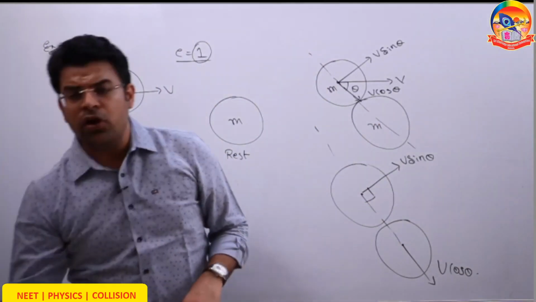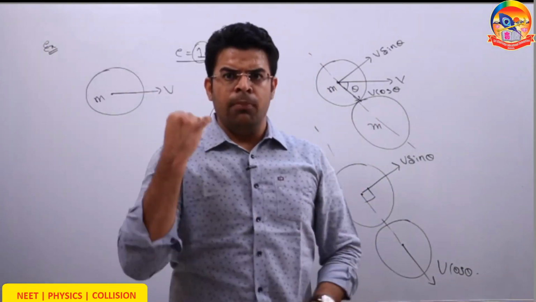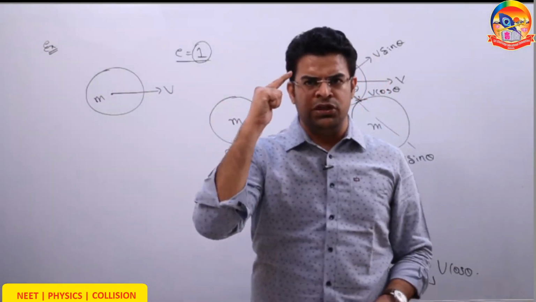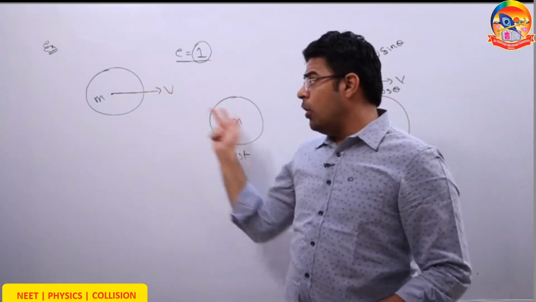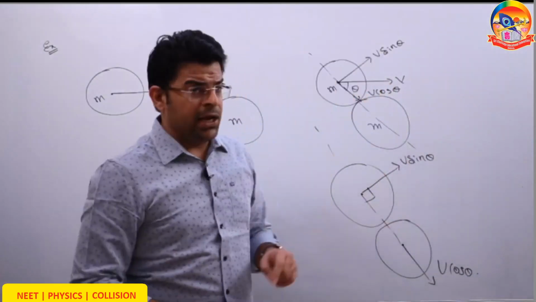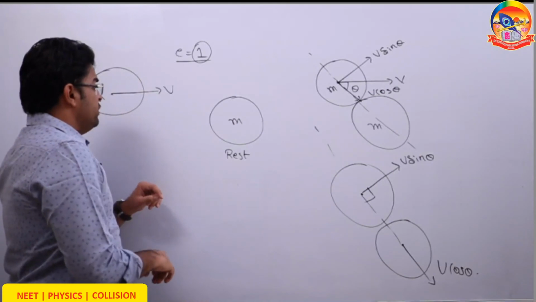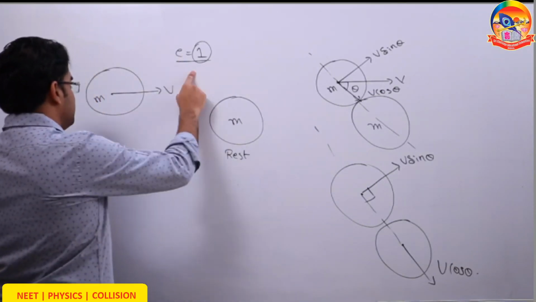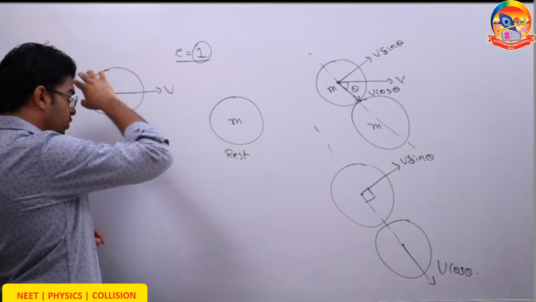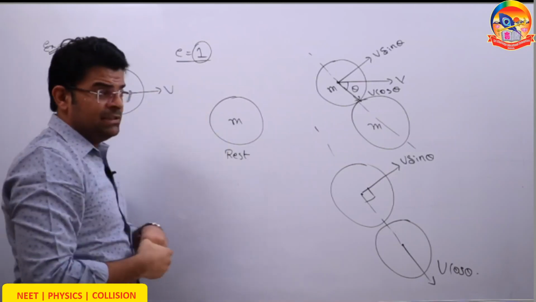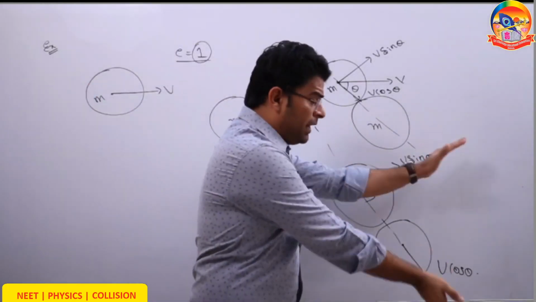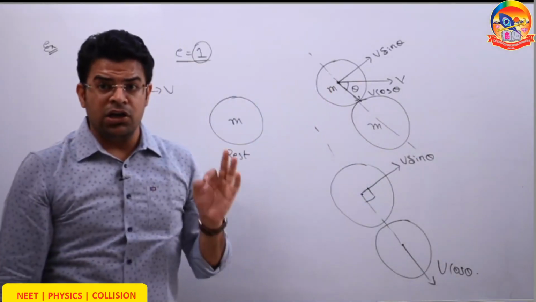So if the four ifs are maintained, both should have same mass, coefficient of restitution 1, collision should be oblique, and one of them at rest, then both bodies move perpendicular to each other after the collision.